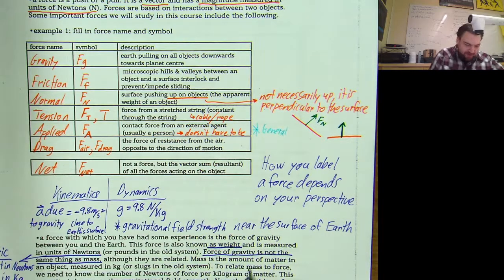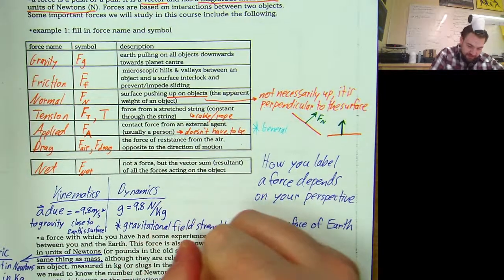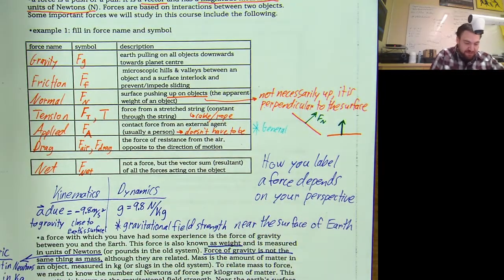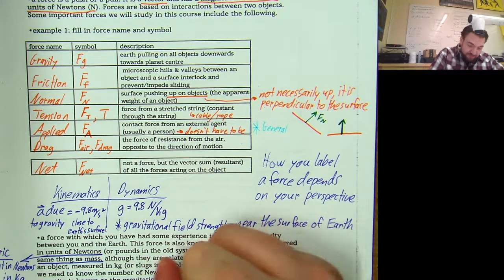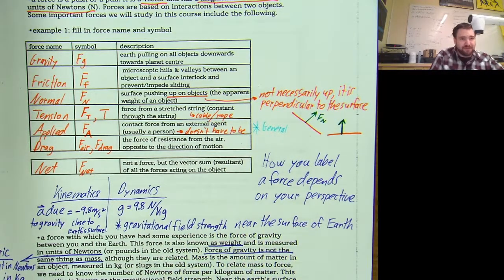Mass is the amount of matter in an object measured in kilograms. To relate mass to force, we need to know the number of newtons of force per kilogram of matter in the gravitational field. This quantity is known as gravitational field strength. Near the Earth's surface, the gravity field has a strength of 9.8 newtons per kilogram, and it gets smaller as we move away from the Earth's surface. For example, the moon's gravitational field is about 1.6 newtons per kilogram. Just a fun little fact.